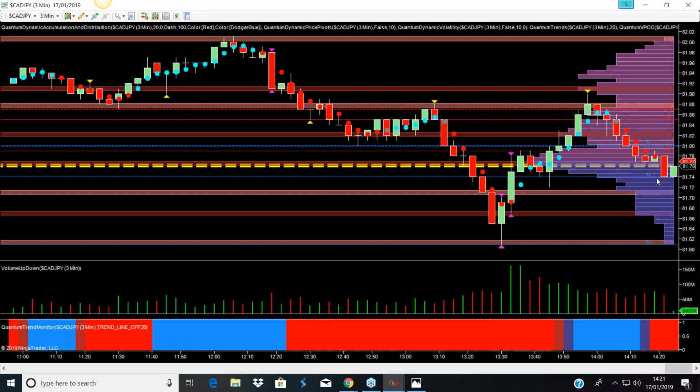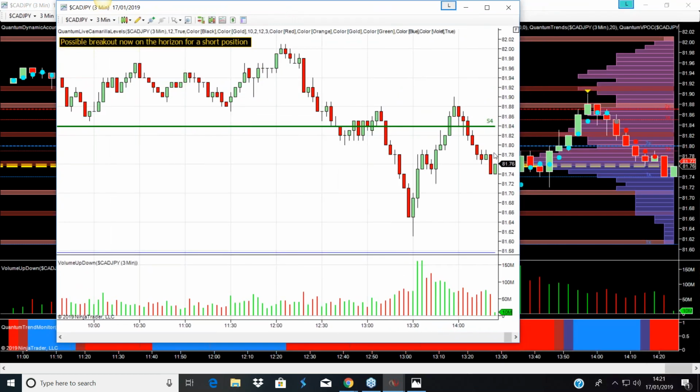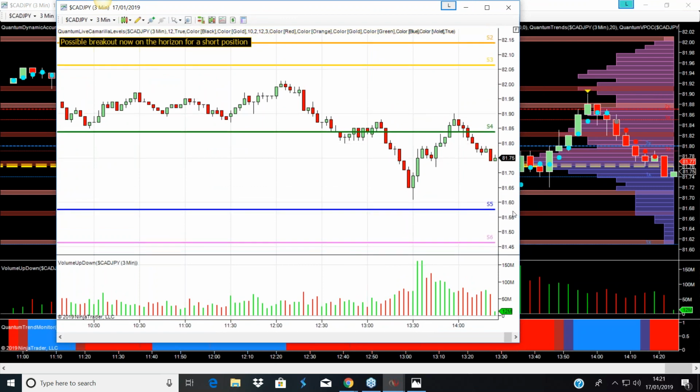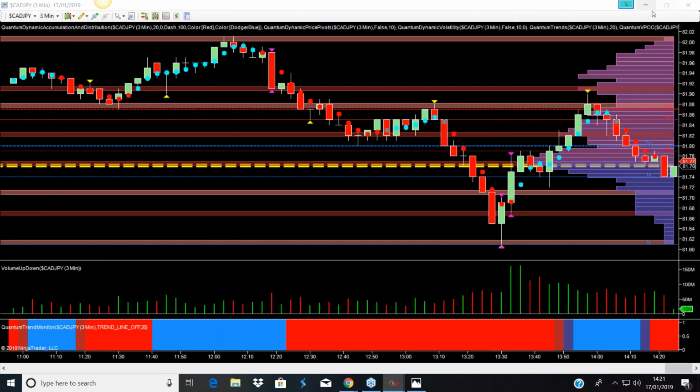where is this price heading for? And in fact, this is where we look at something like the Camarilla, and we've got the S5. We've actually put 6 levels into this indicator. Most Camarilla calculations are based on 4. I've got the S5 here, which is just under the 81.58. And if we look at the 3-minute chart, it corresponds almost exactly with the low of this candle here. That's to the downside.